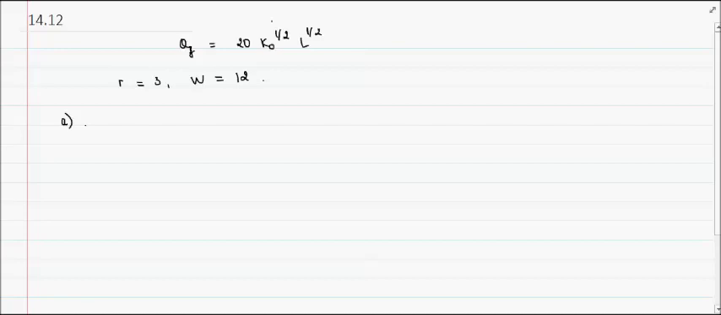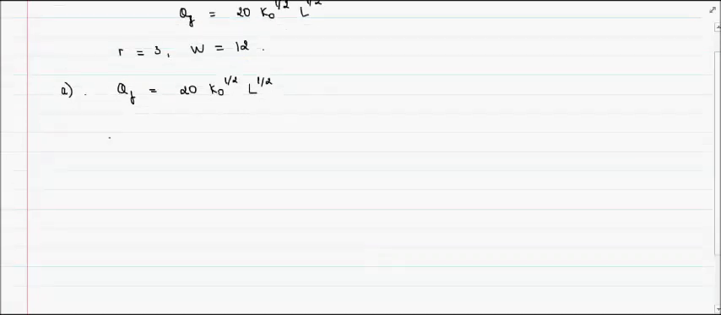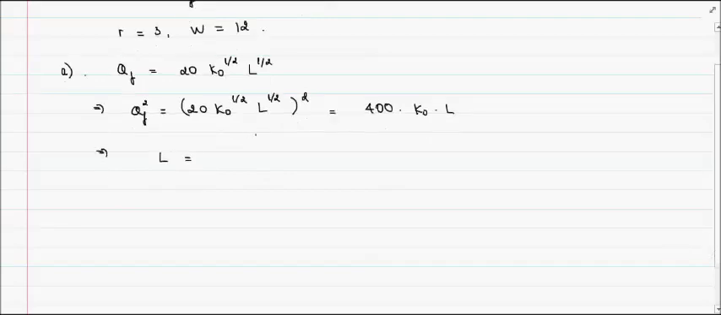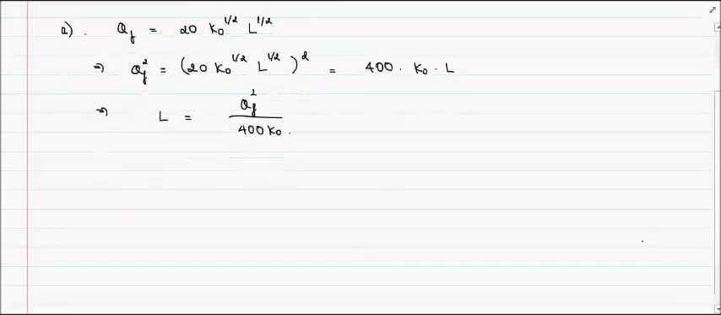Alright, so we're using the production function QF equal to 20 K0 to the half and L to the half. If we square both sides of this equation just to get rid of the power sign, then we get QF square equal to 20 K0 to the half L to the half, everything squared. Now 20 square is 400, K0 half square is going to be K0 and L half square is going to be L. So from here if we rearrange it, we find that L is equal to QF square, everything divided by 400 K0.